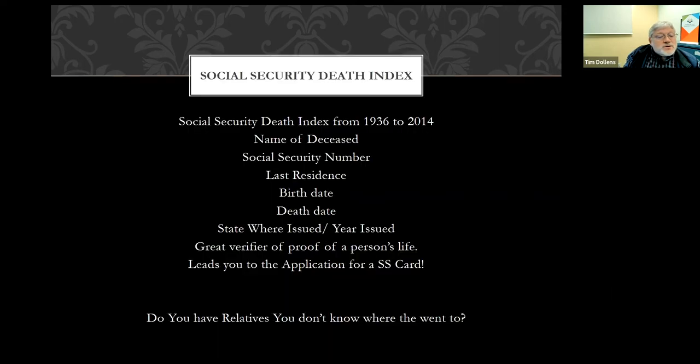And now I'm going to show you something else that's cool. Well, I've already talked about most of these items, but again, 1936 to 2014 are some of the indices. It changed after 2014, but they're still accessible. But again, all the things I just told you about my grandmother, residency, Social Security number, birthplace, death place, where it was issued. And again, this proves a person's life because they're getting benefits. And so the question I have for you is, do you have relatives you don't know when and where they went to?